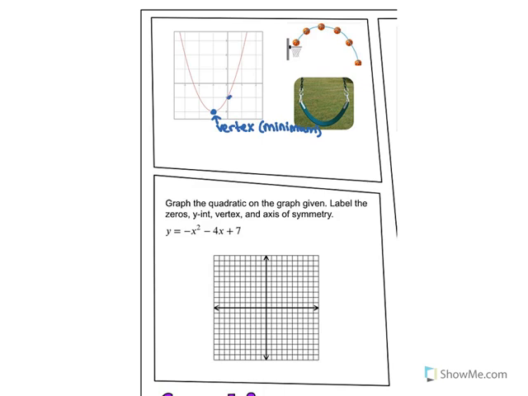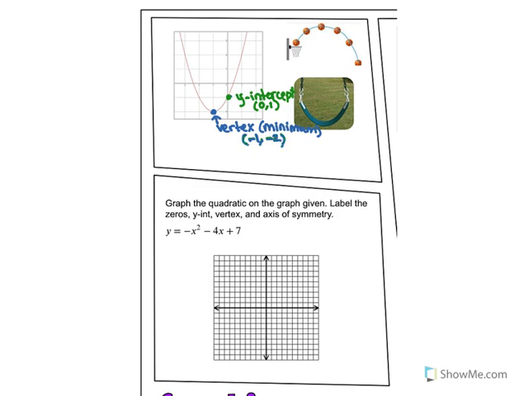Then we also have our y-intercept, which is just the same as a linear function. It's where it crosses the y-axis. And so this y-intercept would be (0, 1). Oh, and our vertex would be at (-1, -2).